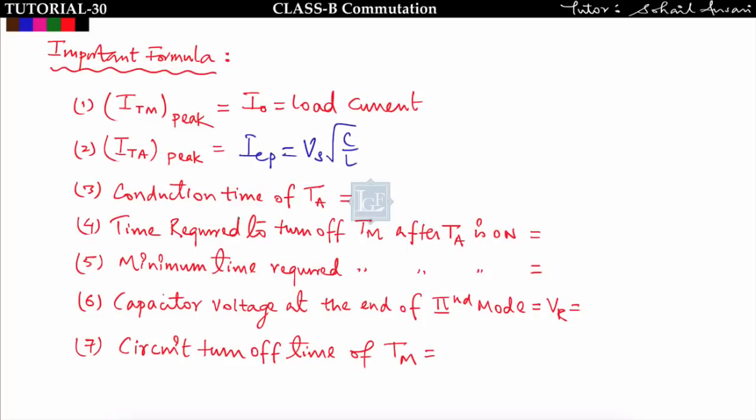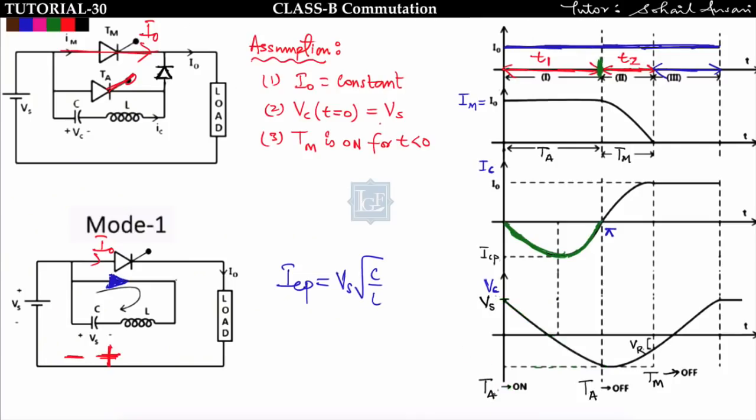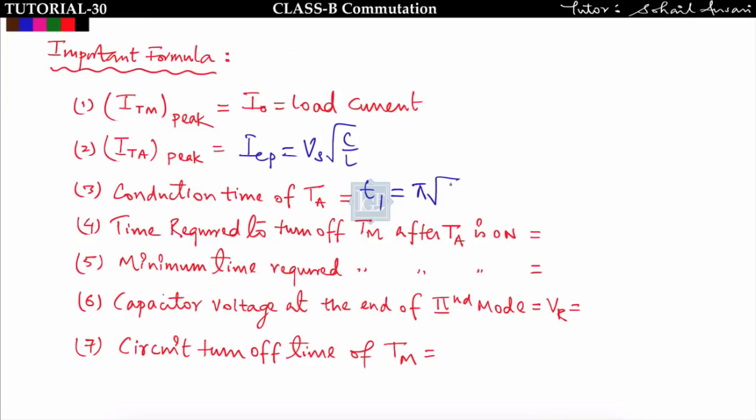Okay. What is the conduction time of TA? See in the waveform. Thyristor TA is on at t equal to 0 and it is getting off at t equal to T1. So the conduction time of the auxiliary thyristor will be from here to here. This is 0 and this is T1. So the conduction time of thyristor TA will be equal to T1. Okay, so we can find T1. T1 is this much only and it is at pi. So I can write omega T1 is equal to pi. So T1 will come out to be pi by omega, that is equal to pi under root LC. So T1 will be equal to pi under root LC.